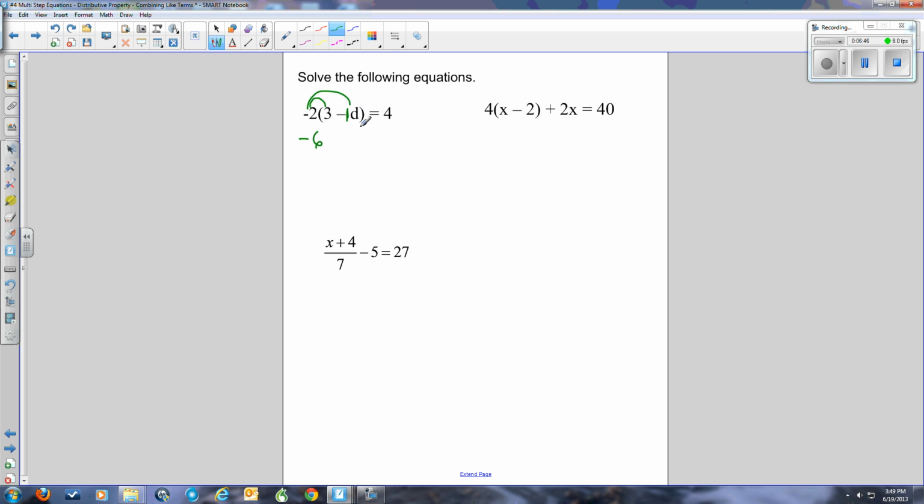So negative 2 times 3 gives you negative 6. You can put a 1 in front of this d. It's like having a negative 1 here. So negative 2 times negative 1 gives you a positive 2, and then we have to put the d next to it, and that equals 4.